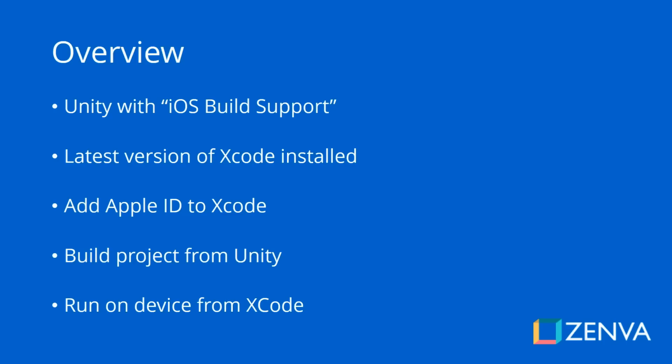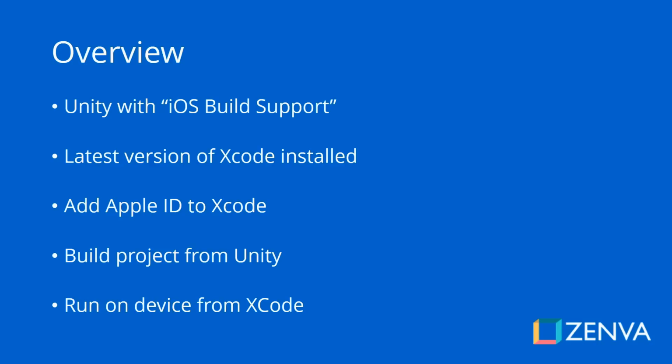A quick overview of the process. We will have installed Unity with iOS build support. Then in our Mac computer, we need to have the latest version of Xcode installed. We need to have an Apple ID and add that in Xcode. And then we will build the project from Unity. And what building from Unity does, it really creates an Xcode workspace, and then you need to access that workspace, and from there you can run it directly on your device.